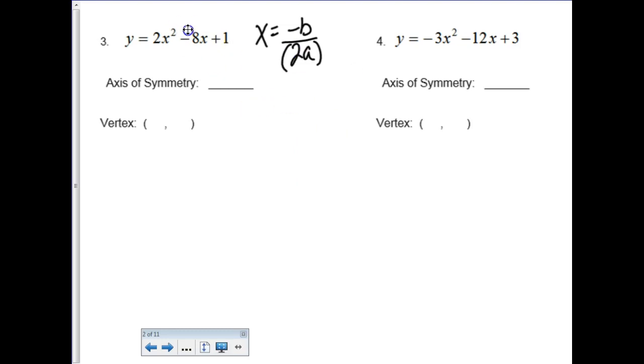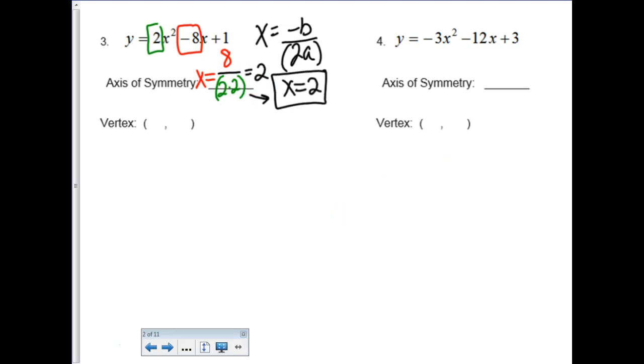So for us, the opposite of b would be, so x equals +8 divided by 2 times the a value. So right here, 2 times 2 would be 4. So 8 divided by 4 is going to come out to a 2. So your axis of symmetry is x equals 2. Make sure it's written as a line in the form x equals. So what that means for us is that the x value of the vertex is also 2.